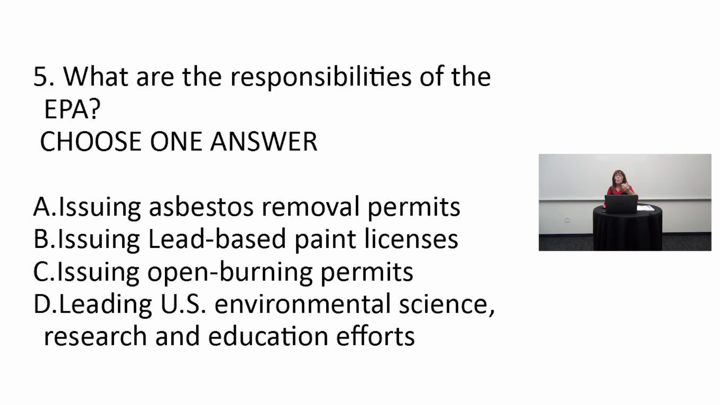Number 5. What are the responsibilities of the EPA? The Environmental Protection Agency, your federal agency. Choose one. A. Issuing asbestos removal permits. B. Issuing lead-based paint licenses. C. Issuing open burning permits. D. Leading U.S. environmental science research and education efforts.